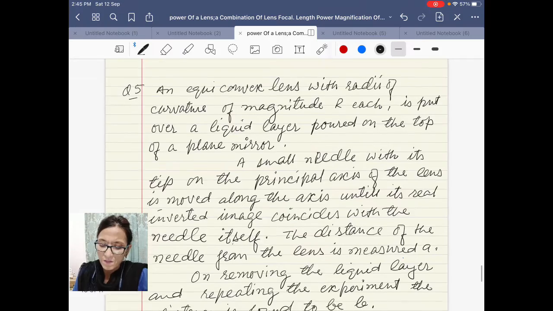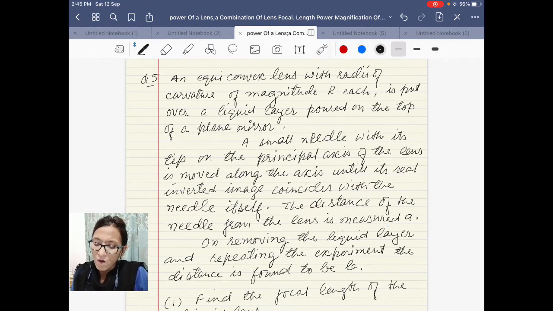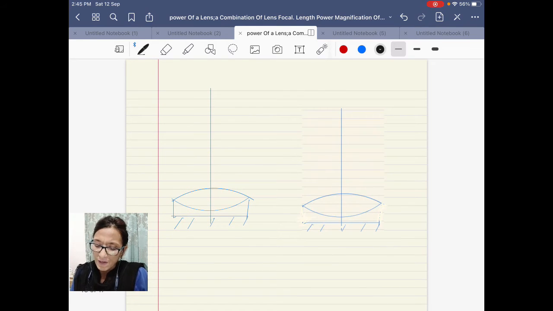Now one more question. You have an equiconvex lens with radii of curvature R, put over a liquid layer poured on the top of a plane mirror. On a plane mirror, a liquid is poured. This is the liquid. Here the liquid is filled in.